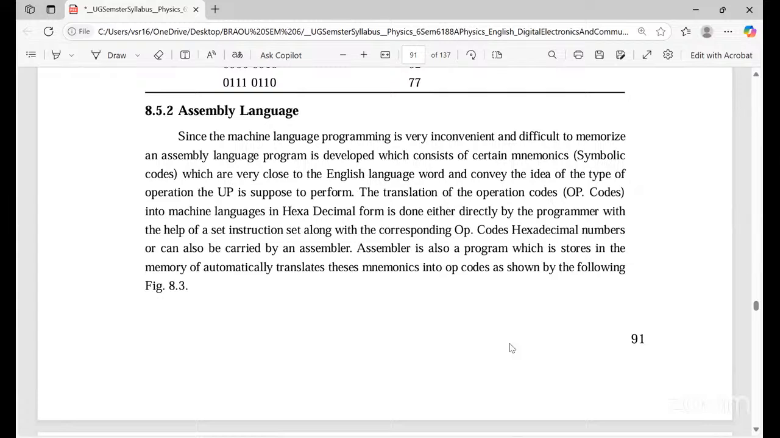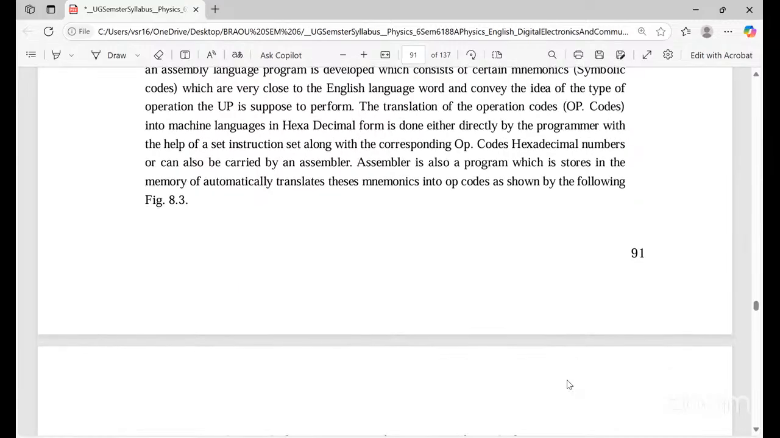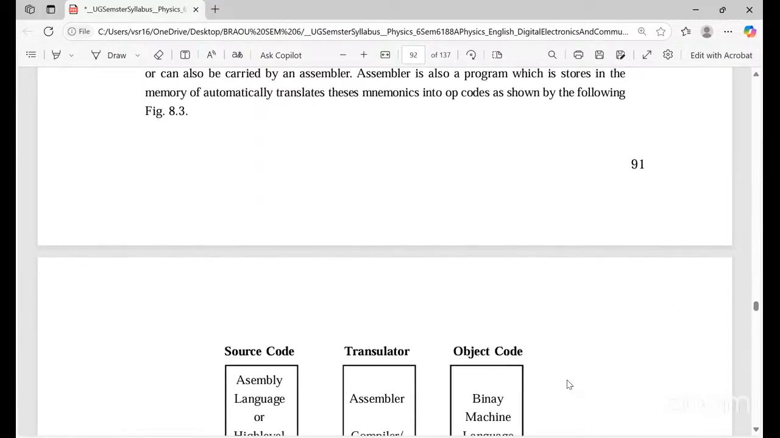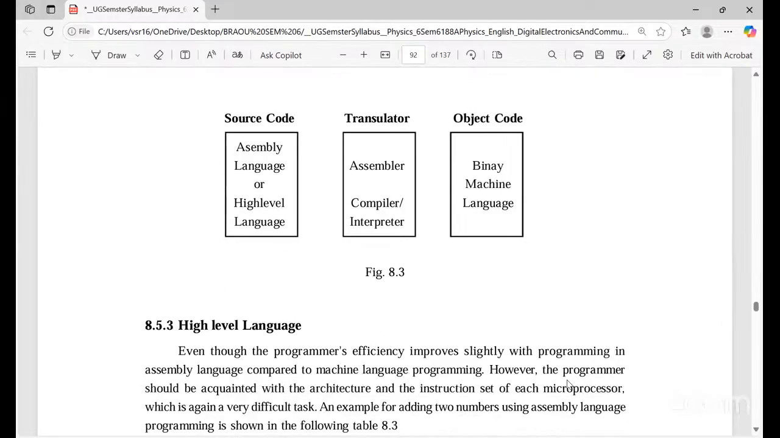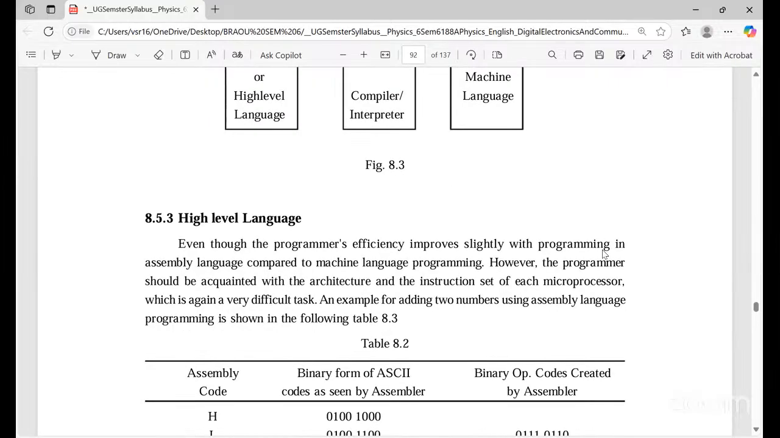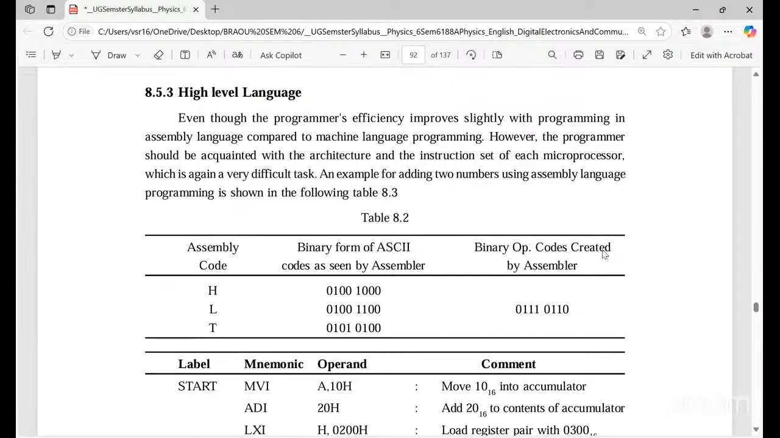Here hexadecimal translation can be carried out by an assembler, which can store in memory automatically and transfer the mnemonics into opcodes. Source code is assembly language or high level language. The translator which translates the source code is an assembler or compiler. The object code is binary machine language. So what is the high level language?